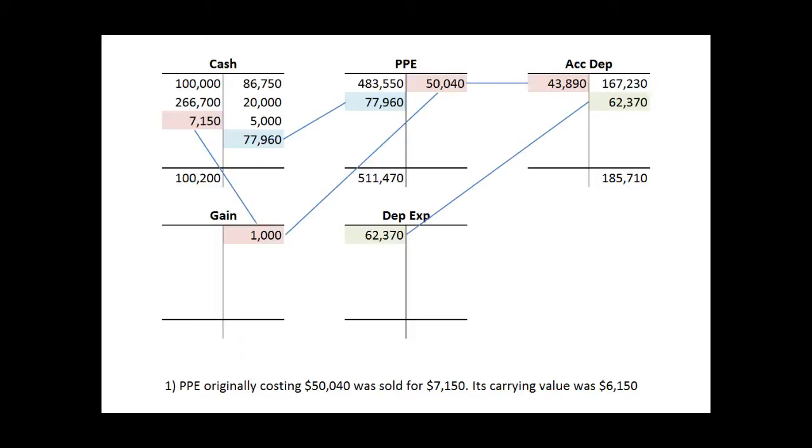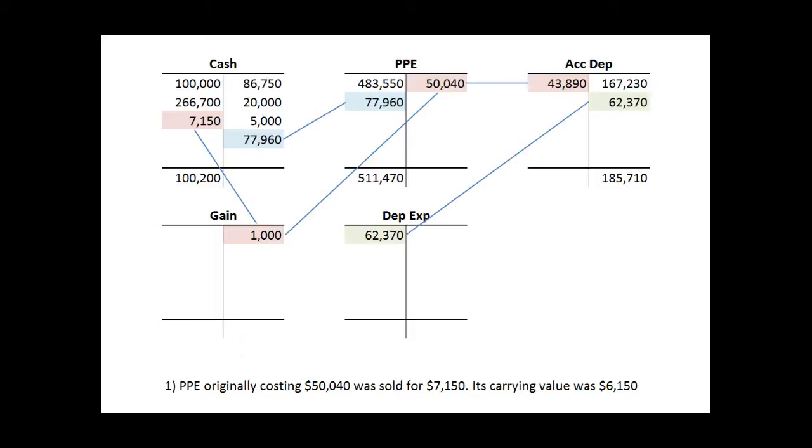Now, we know that figure. We know that that was $50,040. We know that figure because they told us. If you only have those two, you cannot discern those two additional bits. You can't figure out that much. You've got to have something else which either tells you what accumulated depreciation is or something which tells you what gain or loss is.